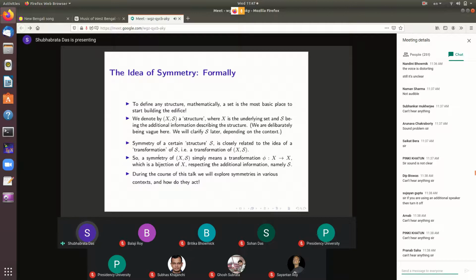So what I mentioned here is that symmetry of a certain structure S is closely related to the idea of a transformation of S, that is the transformation of this total information, the underlying set and the structure. Symmetry is a transformation from X to X, which is a bijection of X as a set, and it respects the additional information.